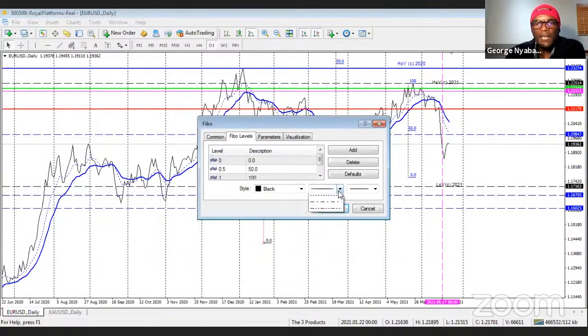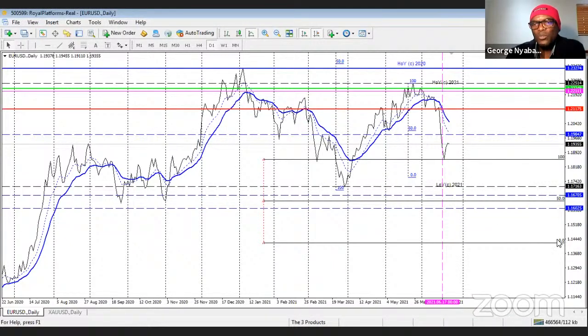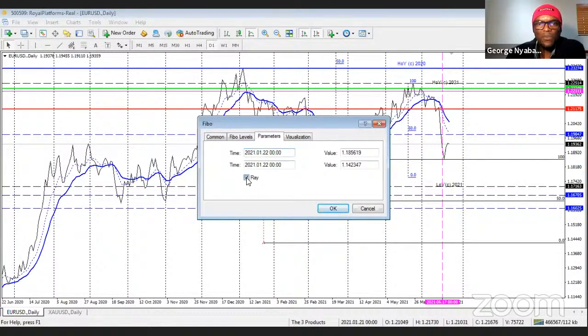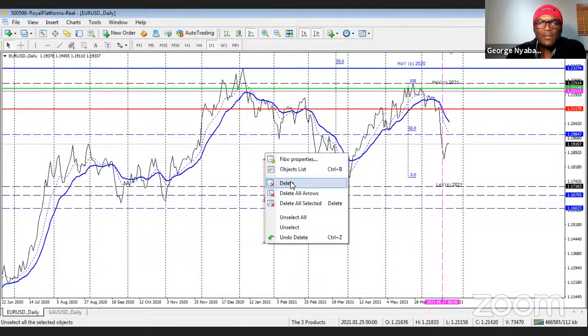Okay. Then you just keep these on the thin lines. Keep it on the thin line. That's what you want to do. Parameters: the only thing here, not to worry, don't put it on ray. If I click ray, it just shoots all the way to the right, and that clutters your chart. You want to have control over what's on your chart. So if you go back to Fibo properties and click on the ray, visualization, leave it on show on all time frames. Bang, that's it. Once you have that, you can delete it.